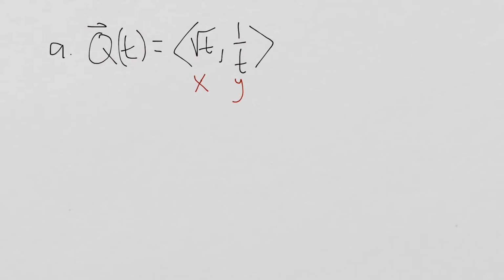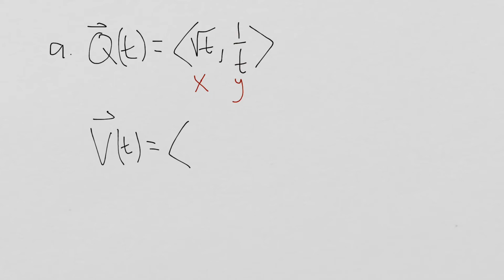Now this is asking for the velocity of the object, this velocity vector, which we're just going to call v of t. And how we write this vector is we write the components. So we would write the derivative of our x value with respect to t and the derivative of our y value with respect to t. So the derivative of root t and the derivative of 1 over t.